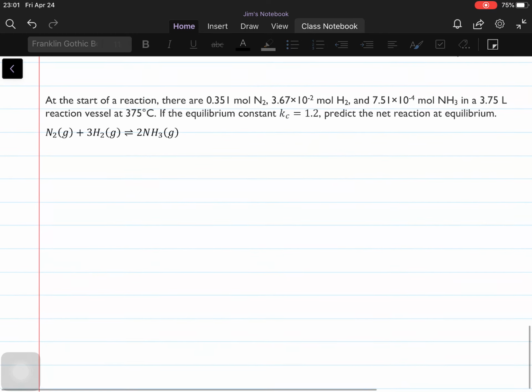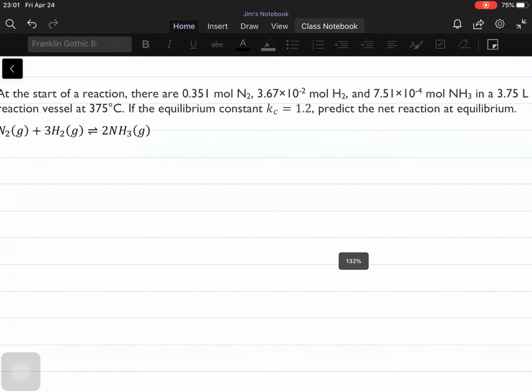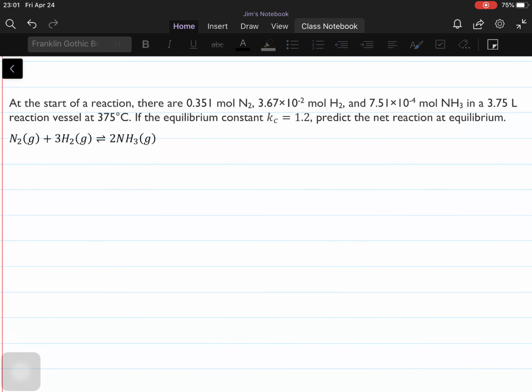Okay, so let's try this problem. At the start of the reaction, there are 3.51 moles of nitrogen gas, 3.67 times 10 raised to negative 2 moles of H2, and 7.51 times 10 raised to negative 4 moles of NH3 in a 3.75 liter reaction vessel at 375 degrees Celsius. If the equilibrium constant is 1.2, predict the net reaction at equilibrium. That means we are going to ask where the reaction is going.